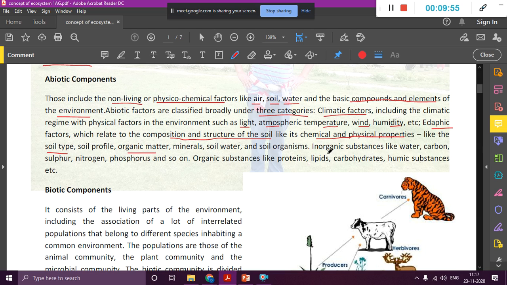Then you have inorganic substances like water, carbon, sulfur, nitrogen, and you have organic substances like protein, lipids, and humic substances, etc.